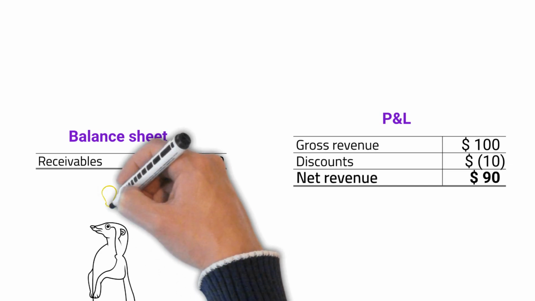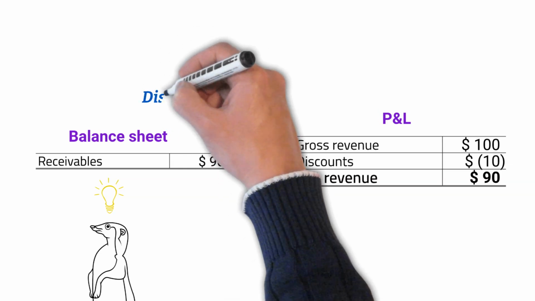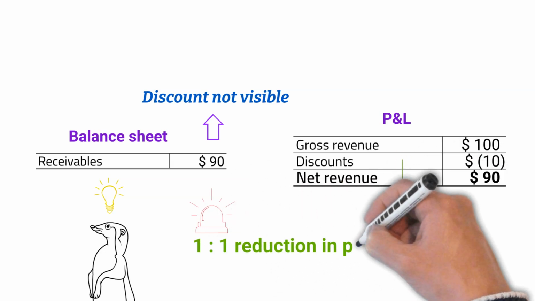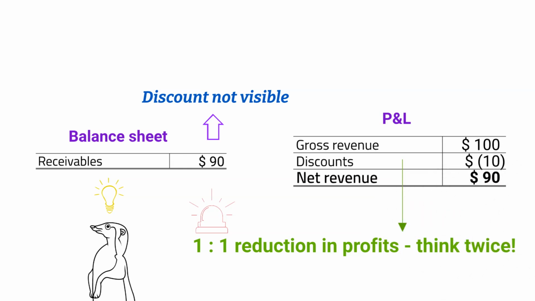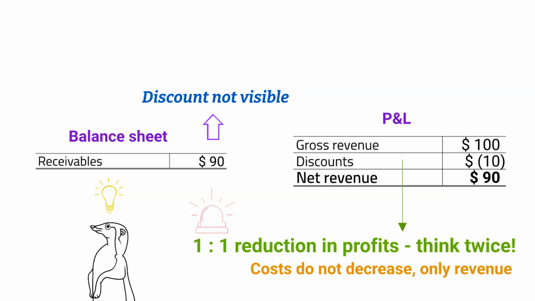Remember how we discussed that P&L reflects the history of our business? Here you see the example. Without P&L you wouldn't be able to see the amount of the discounts. If you look only at the balance sheet, you only see the net amount. When we grant discounts, they directly, one-to-one, decrease our profits. Our costs remain the same. So, we always need to consider whether granting discounts has a good commercial reason behind it. For example, if we want to win a new valuable customer.